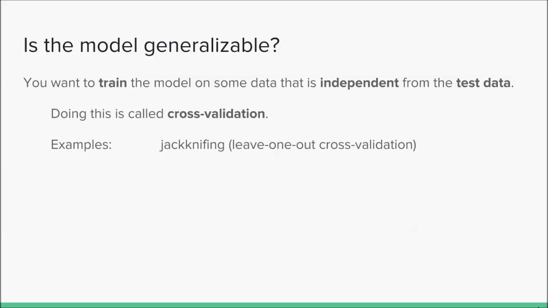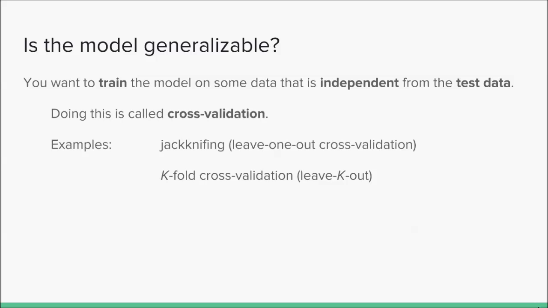So one example of a cross-validation technique is something we actually already talked about, jackknifing. This is often called leave-one-out cross-validation. So in the same procedure that we discussed before, you would simply take one trial or sample out of your entire data set, train the model on the remaining trials, and then test the model on the held out sample. And you would repeat this as many times as you have samples. So this is called a full cross-validation.